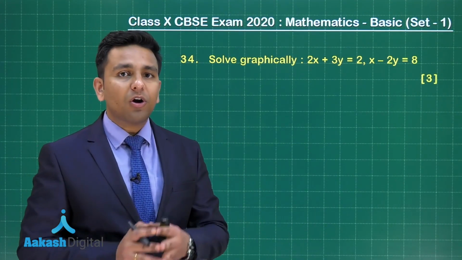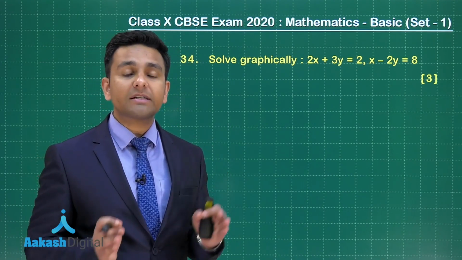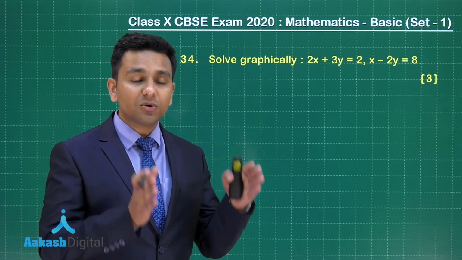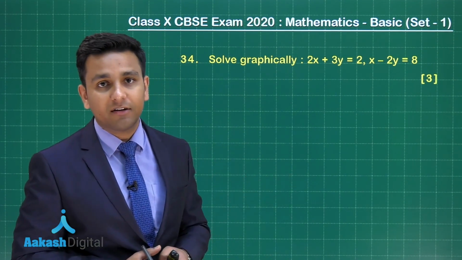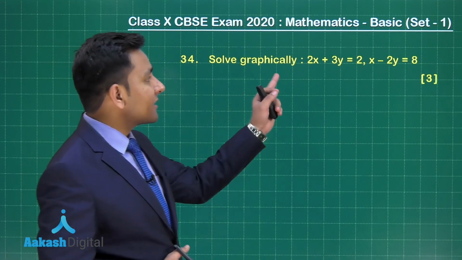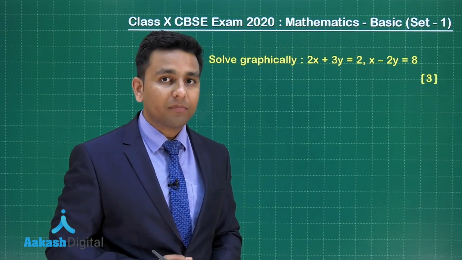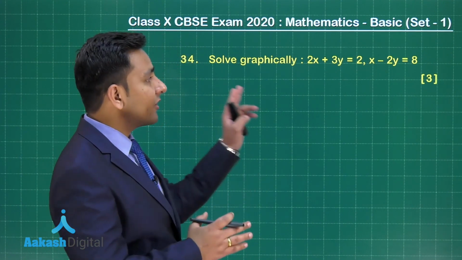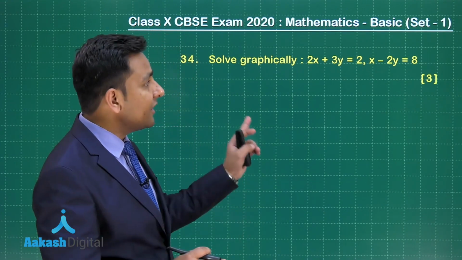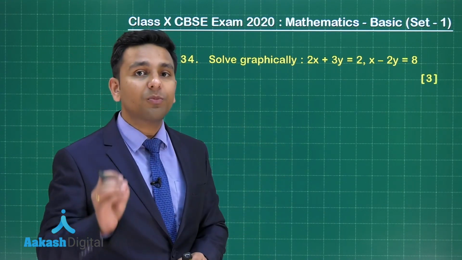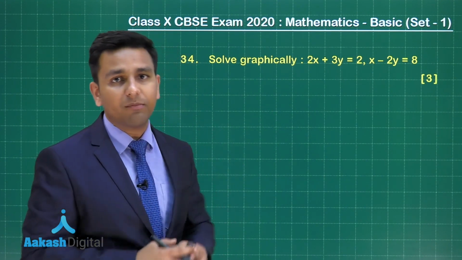Friends, it's time to solve question number 34. This question is from the chapter Pair of Linear Equations in Two Variables, and the topic is solving a pair of linear equations in two variables by graphical method. The equations are 2x plus 3y is equal to 2 and x minus 2y is equal to 8. We have to plot the graph for these two linear equations, and the point of intersection of these two lines is said to be the solution of the given pair of linear equations in two variables.